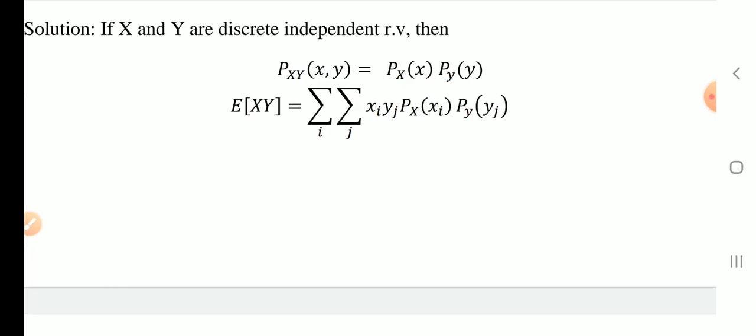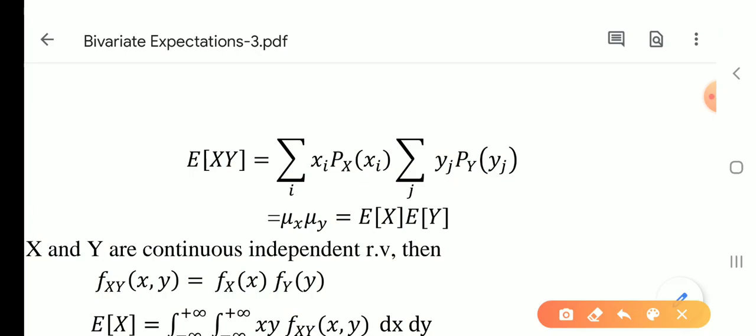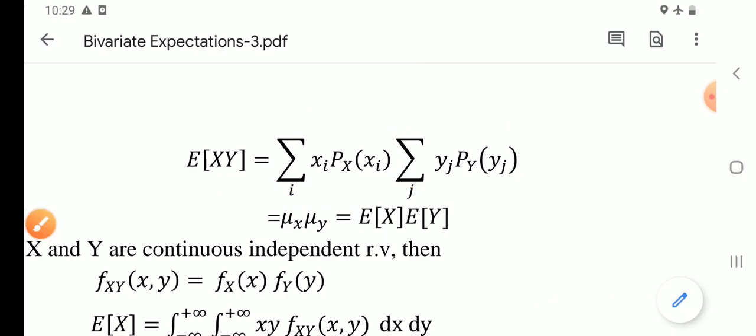So this will separate into x and y. So E of XY, when I split, it becomes sigma x_i p_X of x_i into sigma j y_j p_Y of y_j. This is nothing but the formula for E of X or mu x, and this is the formula for mu y or E of Y. So E of XY is equal to E of X into E of Y. So this is the case when X and Y are discrete.